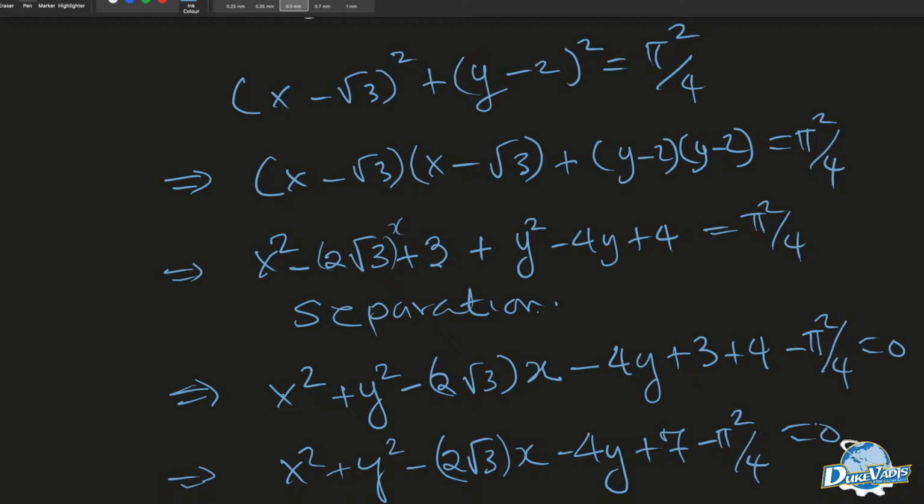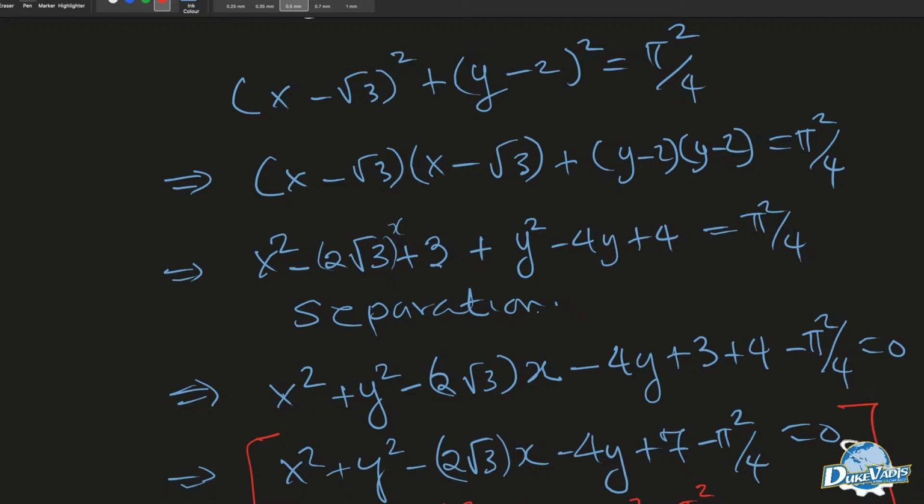So in effect, we shouldn't be confused. This equation here is the same as x minus root 3 squared plus y minus 2 squared is equal to pi squared over 4. Okay? And these are the same equation.